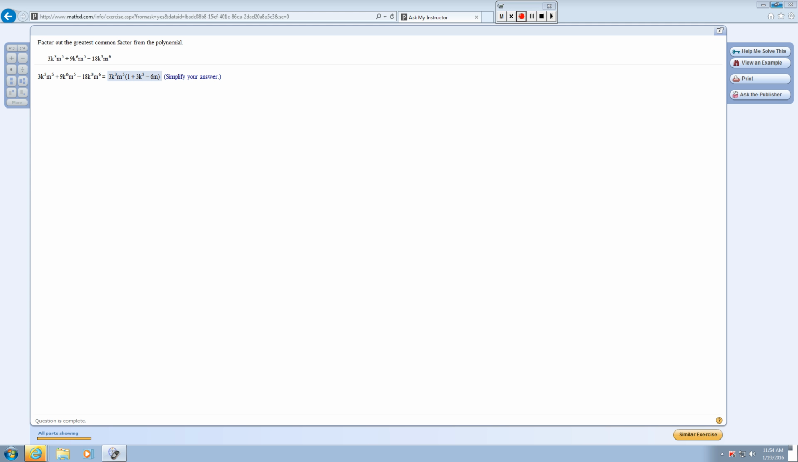Well, of course, roll and subtract. 6 minus 3 is 3. 5 minus 5 is 0. Minus 18 divided by 3. K to the third divided by k to the third is k to the 0. 3 minus 3 is 0. And m to the 6th divided by m to the 5th is m to the first.